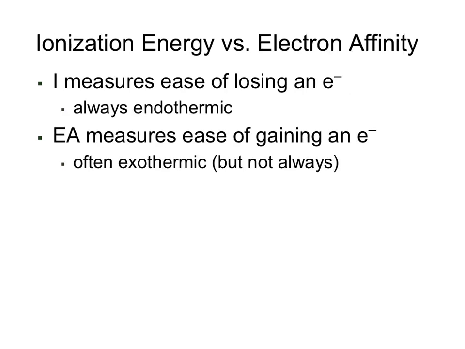When we compare the two, we see that ionization energy measures the ease of losing an electron, and that's always an endothermic process. It will always take energy to remove an electron. Electron affinity measures the ease of gaining an electron. That is often an exothermic process. It often releases energy, but not always.